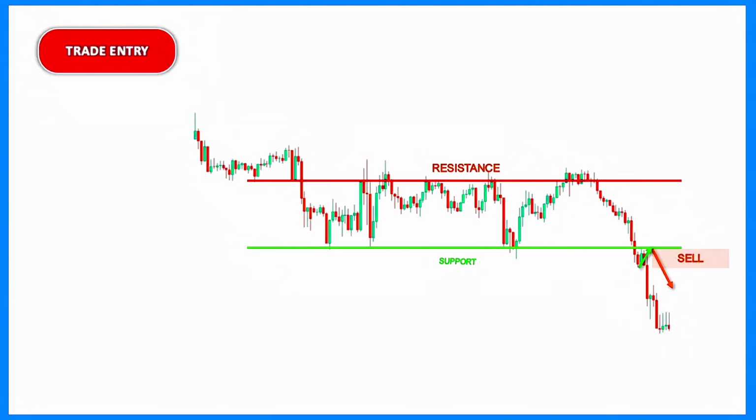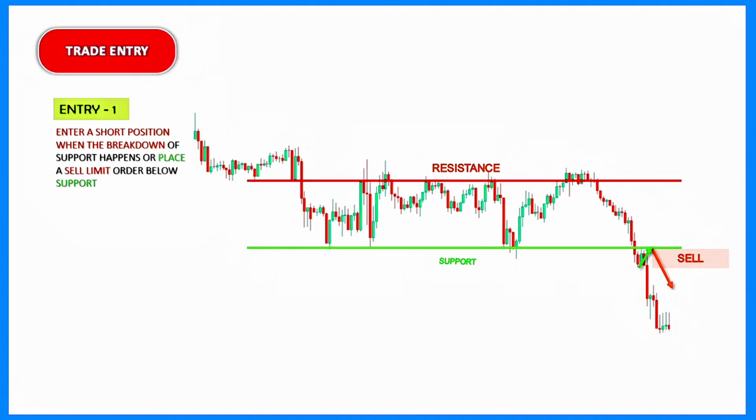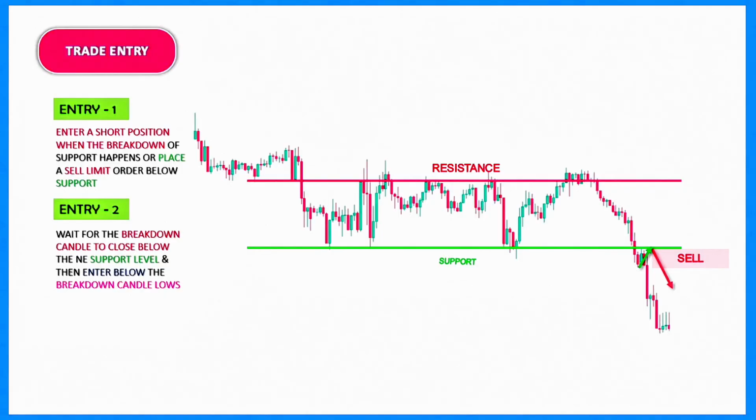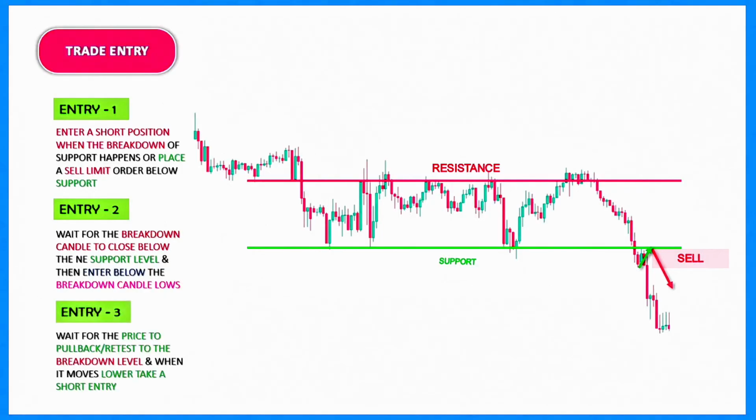For bearish breakdowns, the same principle applies to the bottom rectangle pattern. Your primary instinct should be to look for short trades. Three main entry styles are possible here. Aggressive entry: enter immediately on the breakdown. Conservative entry: wait for the breakdown candle to close below the support level. Pullback, retest entry: if you miss the breakdown, wait for the price to retest the broken level before entering.